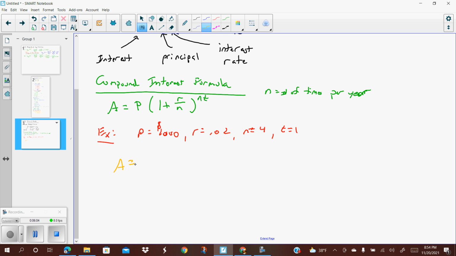So the principal, again, $1,000, that's the amount that we're starting with. We're investing $1,000. So we'll put the 1,000 in for P. The 1 is always 1. The interest rate is 0.02, which really means 2%. The N tells us that we are doing this quarterly, 4 times per year. And then we're going to raise this to the N, which is 4, times T, which is 1.